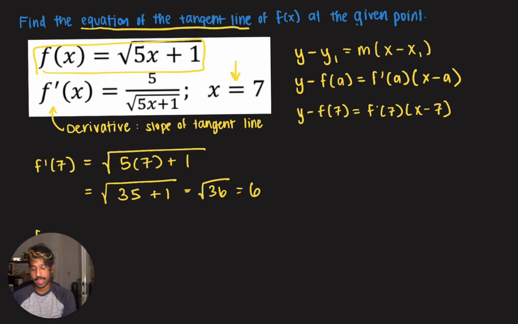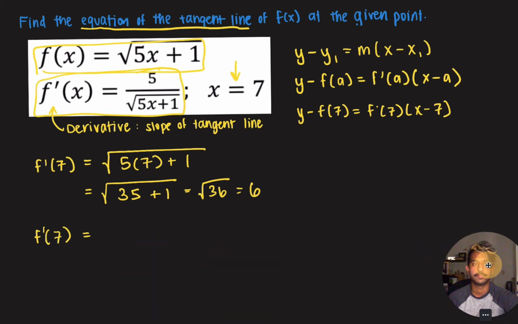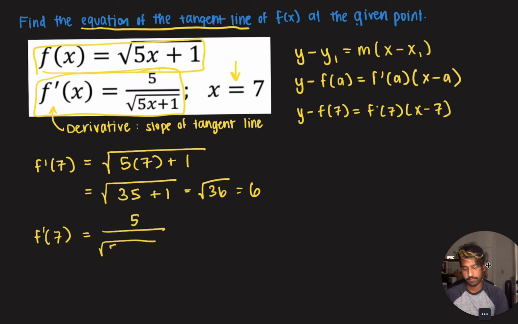Now, f prime of 7, we're going to use this equation over here because that's the derivative, f prime. I see that part of my face is blocking it. Hold on. There we are. f prime of 7 is 5 over the square root of 5 times 7 plus 1, which equals 5 over, we already saw that 5 times 7 plus 1 will give us the square root of 36. So this will be 5 over 6.